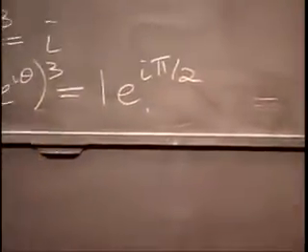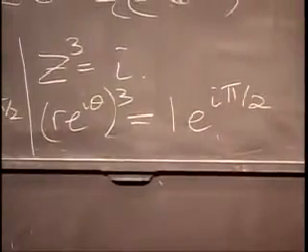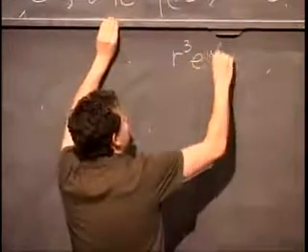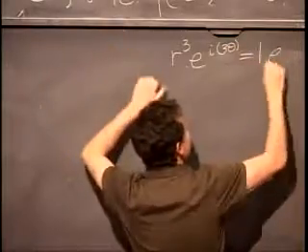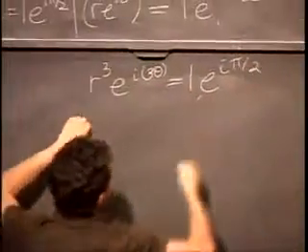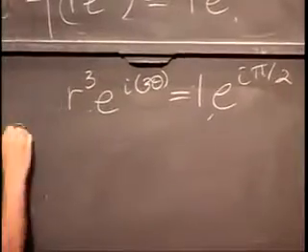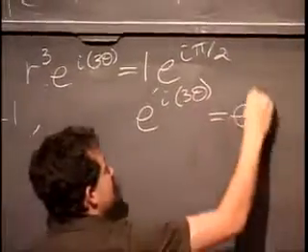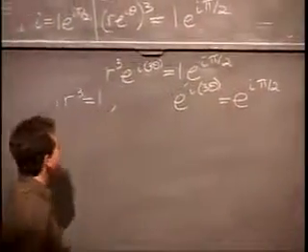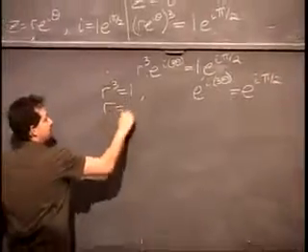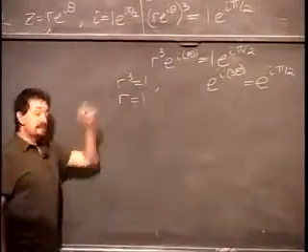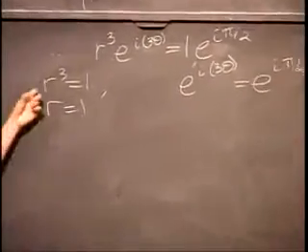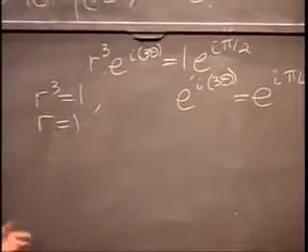You will not be able to solve it if you do not convert that i into 1 e to the i pi over 2. This becomes r cubed e to the i 3 theta is 1 e to the i pi over 2. So we split up by taking modulus into r cubed equals 1, and e to the i 3 theta is e to the i pi over 2. Solution to this is r equals 1. Don't forget, 1 does have 3 complex cube roots, as it turns out, but r is not complex. r is just a positive real number, so the cube root of 1 is just 1.